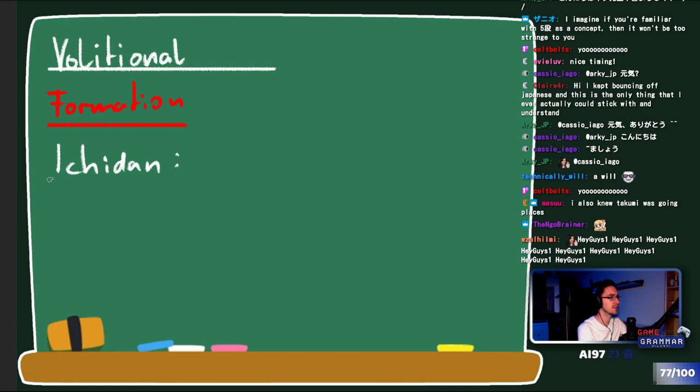So ichidan verbs, same old. You take a verb, you take it into its stem form. Ichidan verbs are called ichidan because they only correspond to one row of the kana table. So there's only one stem, basically, is what that means. I explain this every so often, but the dan in ichidan actually means the rows of the kana table.